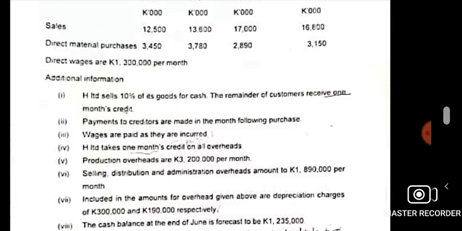So when you buy, let's say in June, you buy 12.5, what are you recording in June? That's 10% of the transaction. As I said, 10% is cash, like immediately when it happens, but the other portion, which is 90%, of course, is on credit, but it will be shown in the next month. So you will see that the credit from June sales will be shown in July. That's what they mean by 1 month's credit, and we'll do that throughout.